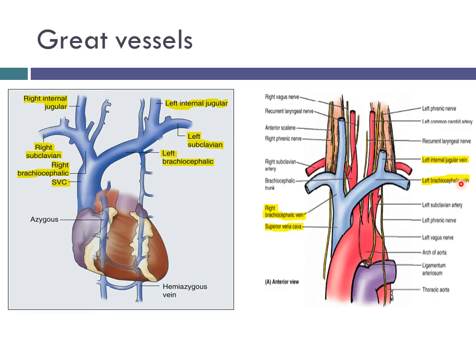The left brachiocephalic vein is twice as long as the right brachiocephalic vein because it has to travel from the left to the right side. While moving from the left to right side, it runs across over the branches emerging from the arch of the aorta.